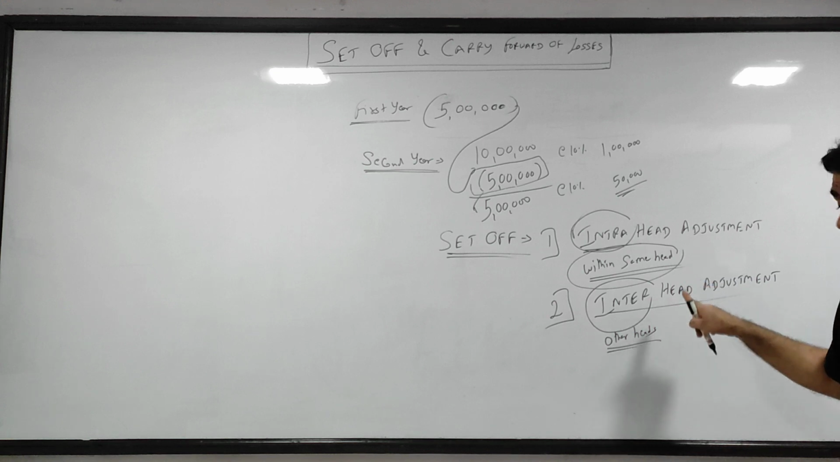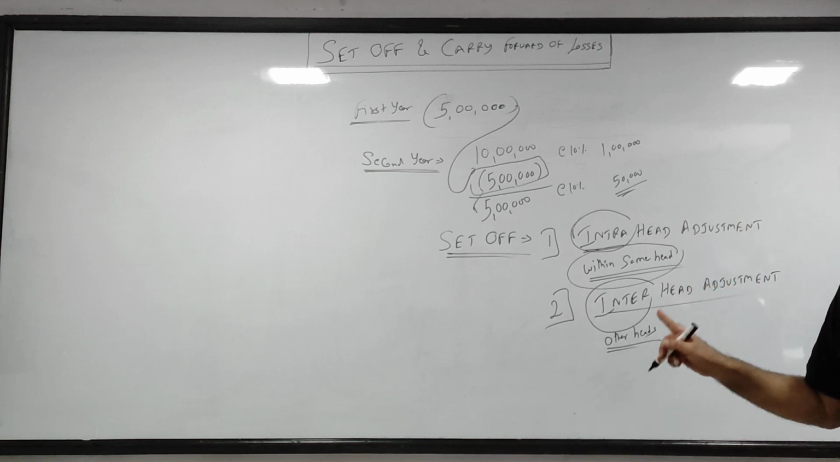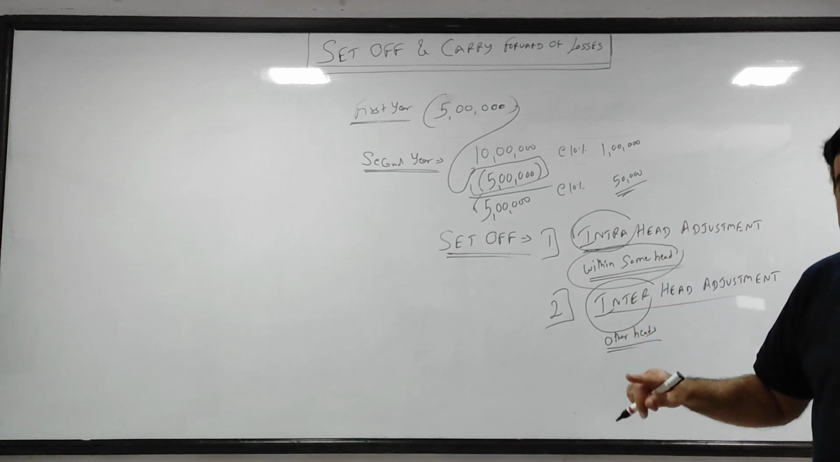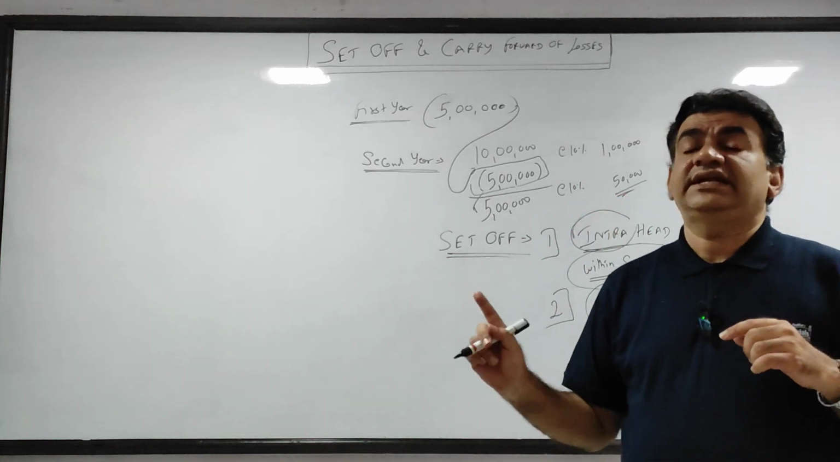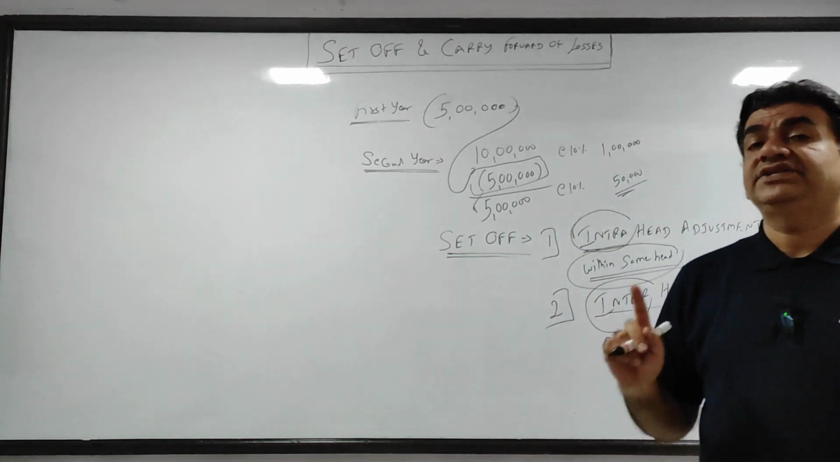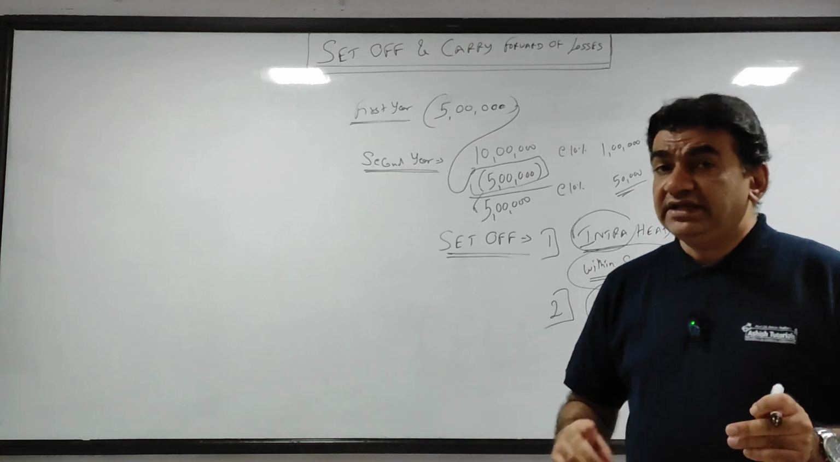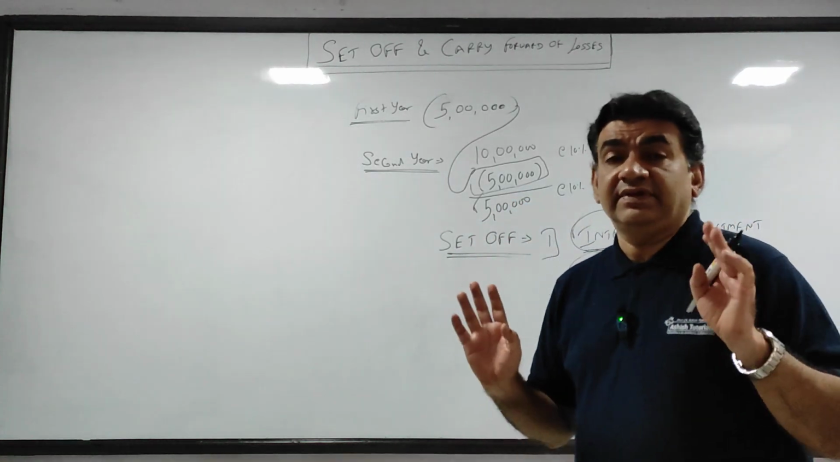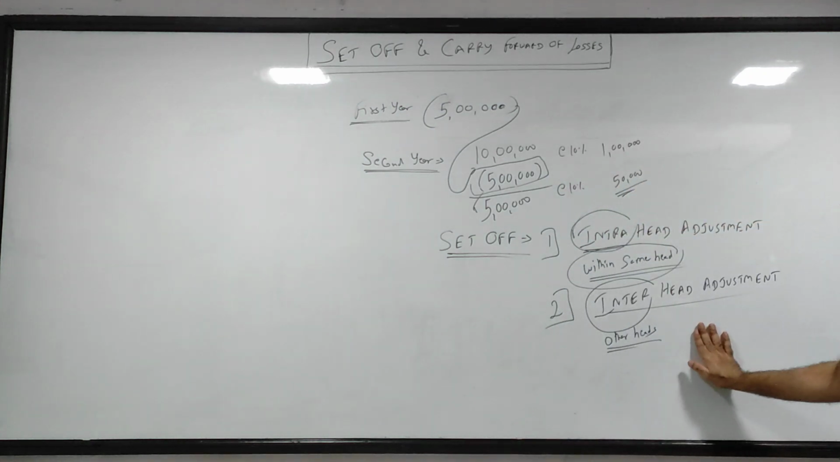सो inter-head means adjusting losses against other heads when you cannot set it off against the same head. Adjusting against other heads when you cannot set it off against same heads. That is called as inter-head adjustment.